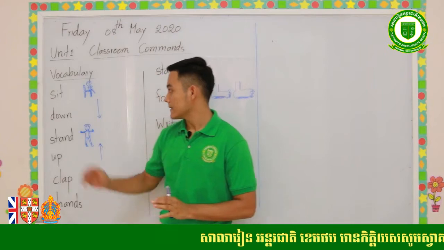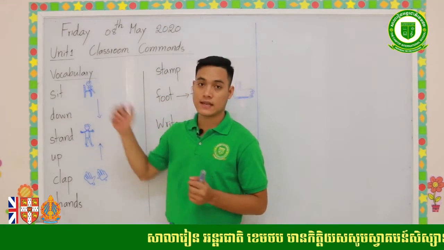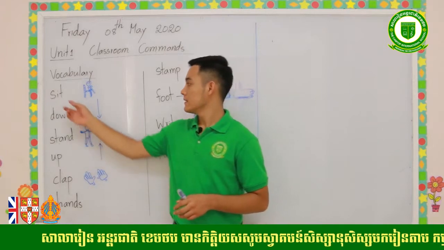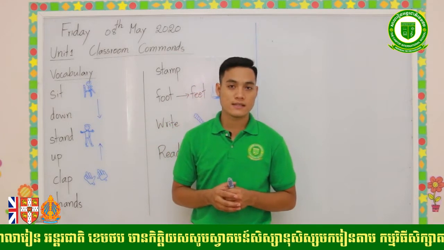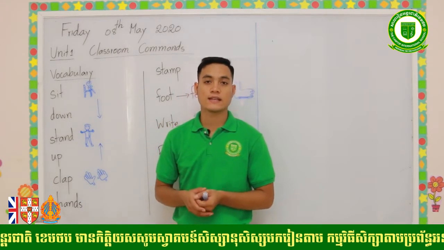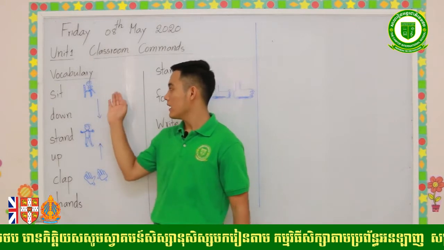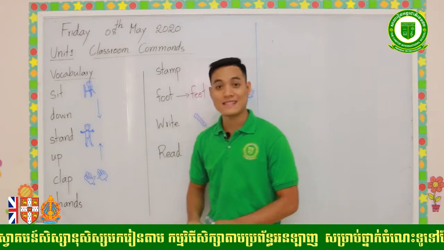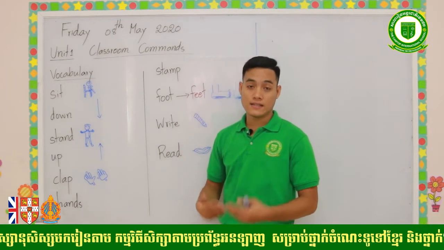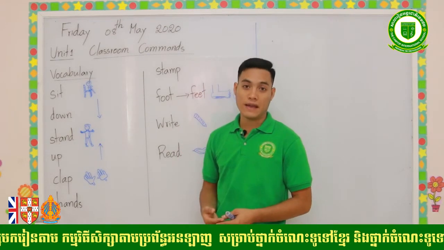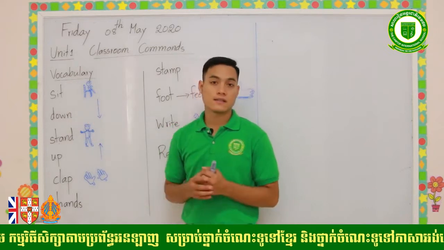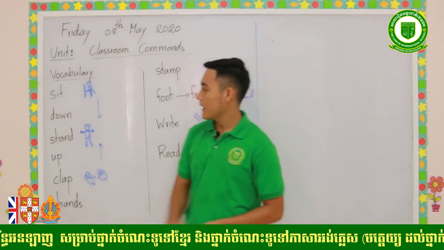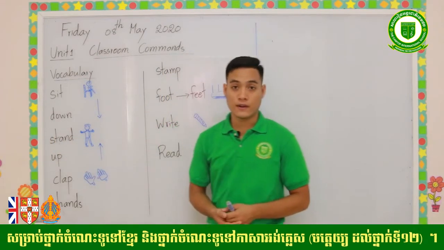The first one is the word sit. Sit. So everyone read together. Sit. Sit. Sit. Over here, you can look at the picture: the boy is sitting down. He sits on a chair. So this word is sit.